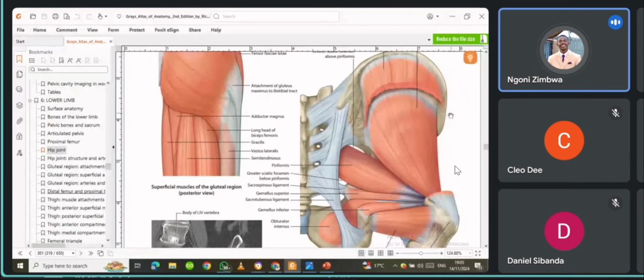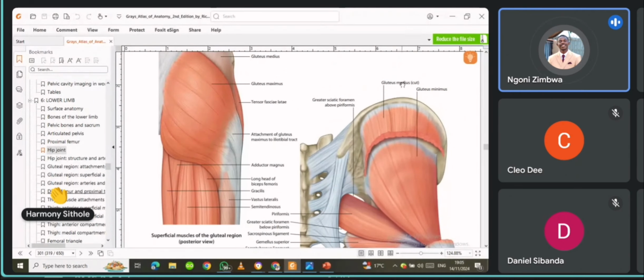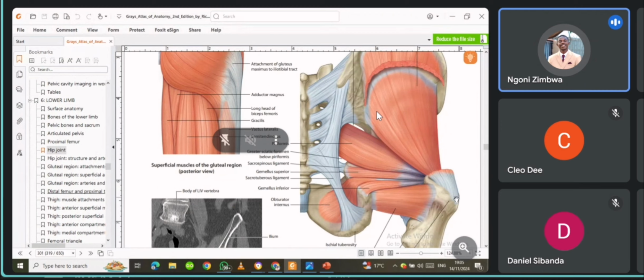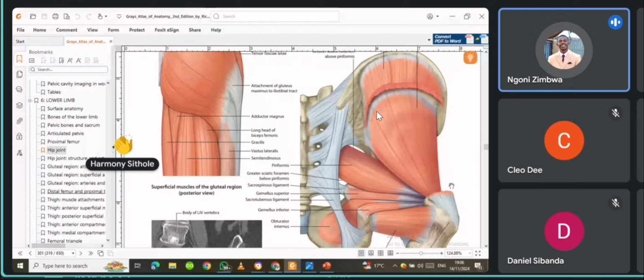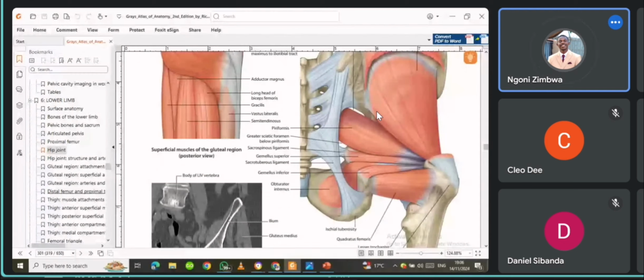Abduction here. So you are going to find that the gluteus medius attaches to the lateral portion of the greater trochanter, and the gluteus minimus to the anterior portion of the greater trochanter. When these muscles contract, they will pull the bone here, causing abduction.